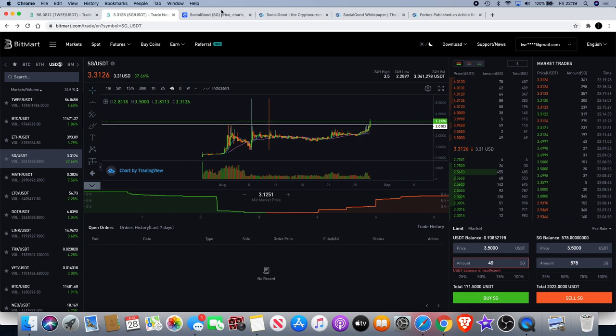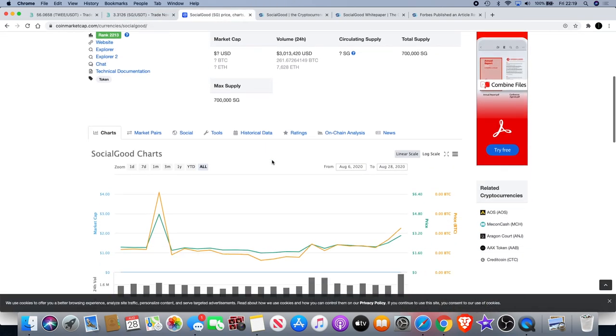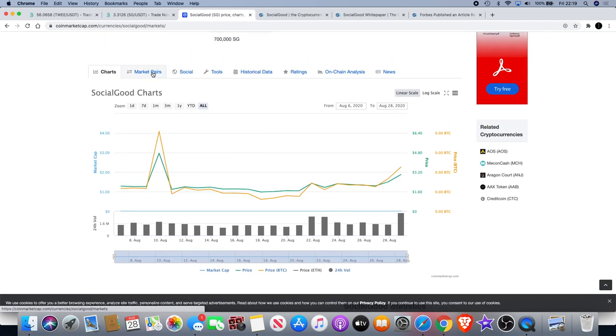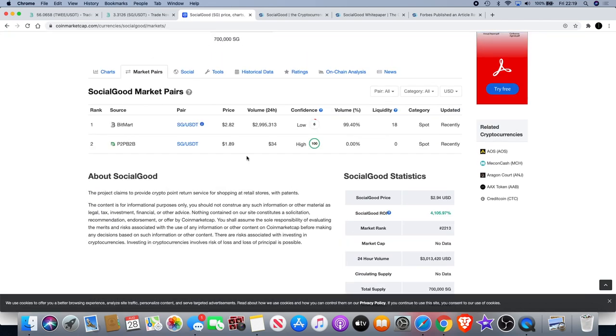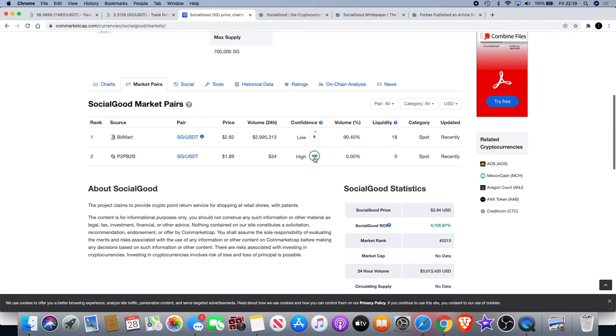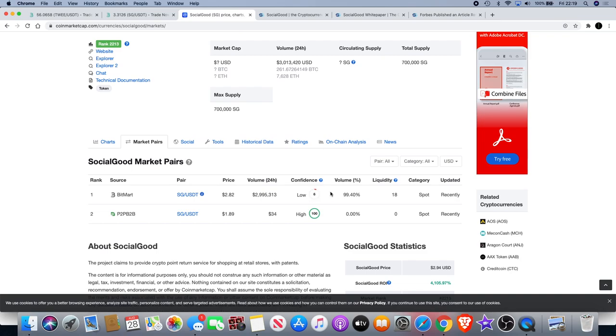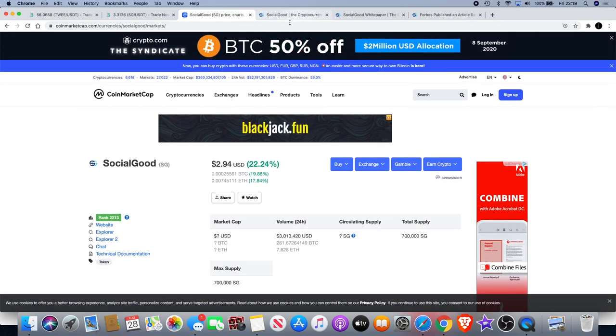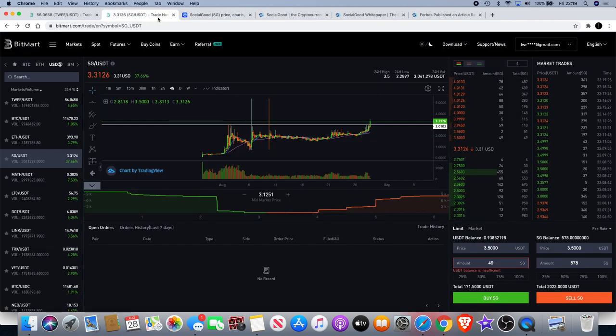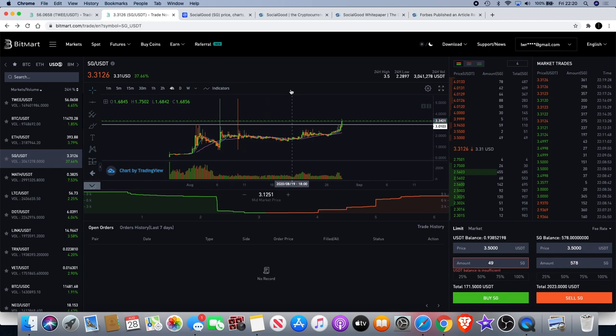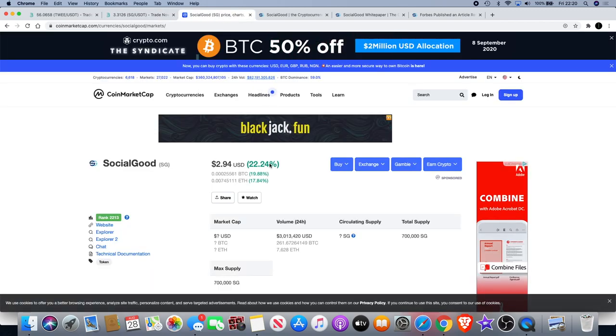Now if we look at exchanges, it's only available right now on Bitmart in a USDT pair, and P2P B2B in a USDT pair, but you would want to buy it on Bitmart because it's got 99% of the volume. Now it is rated with a low confidence on here, but I'll tell you the reasons why I'm investing in Social Good and why I think it's safe to fling a little bit of money into Social Good and see how far that can take me.